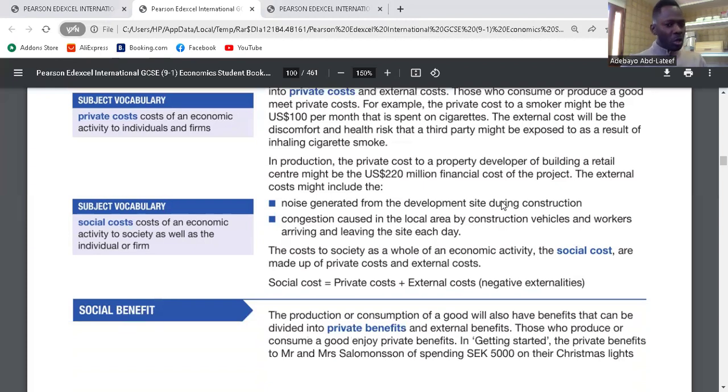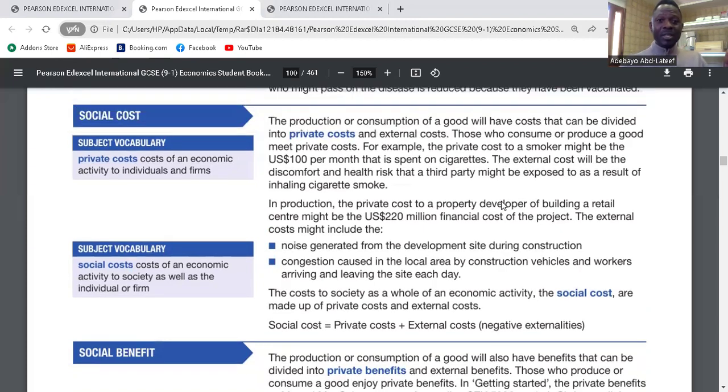Okay, they said in production now. So we've talked about consumption. In production, the private cost to a property developer of building a retail center might be $220 million. That is the financial cost of the project. The external cost might include noise generated from the development site during construction.